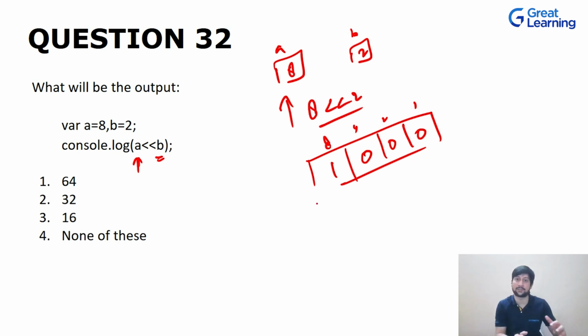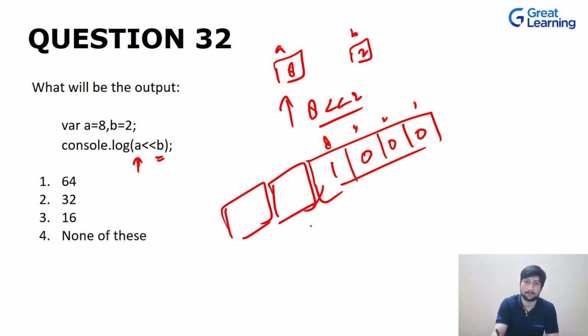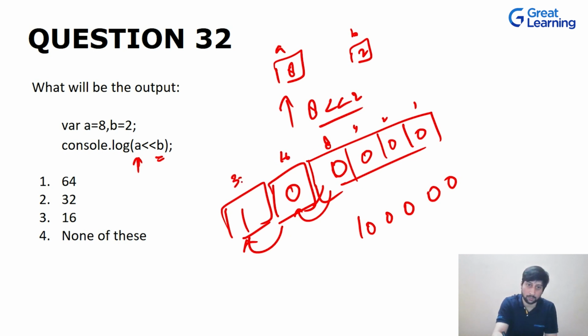Now we are doing a left shift. That means earlier this was the number and we are shifting it 2 positions to the left side. So it will go here and then it will go here. So the new value will be 1, 0, and obviously 0, 0, 0. So this will be the new value, right? And if you talk about the value of this A, it will be obviously 8, then 16 and 32. So the value will be 32 and the answer is 32.